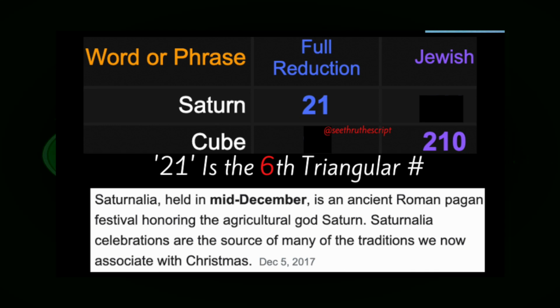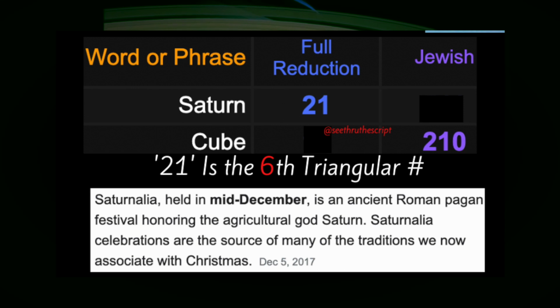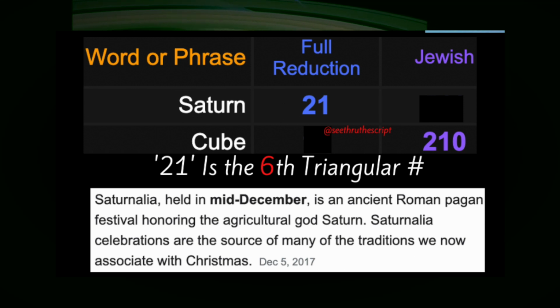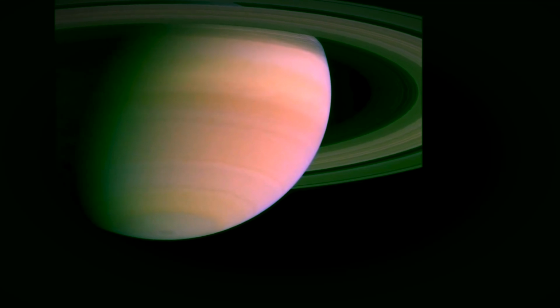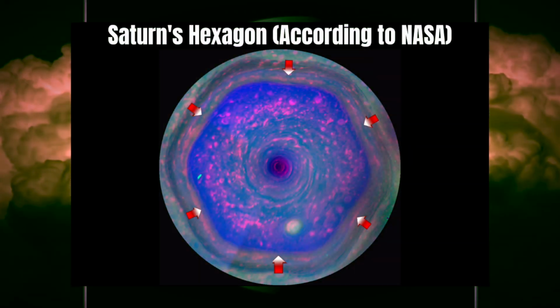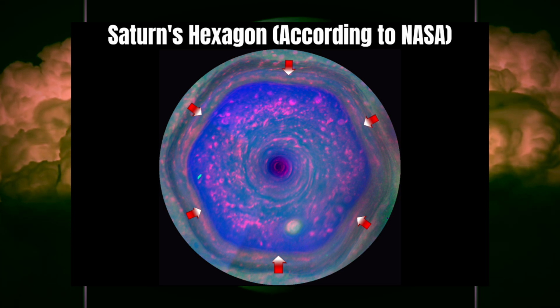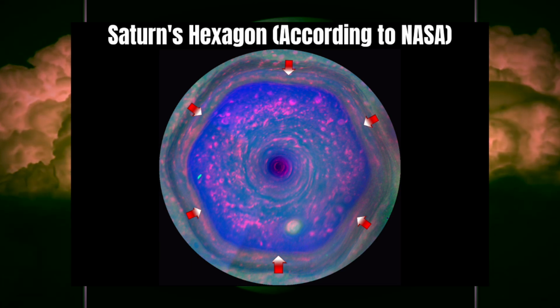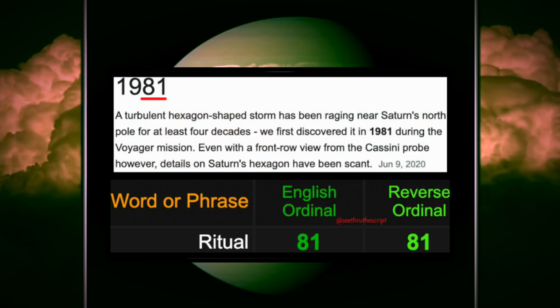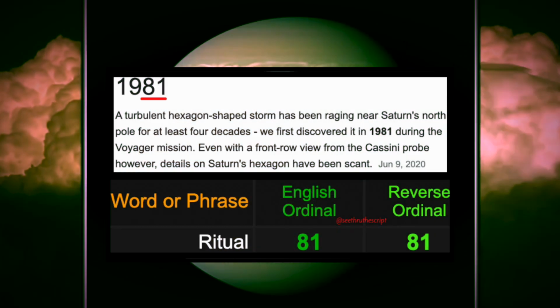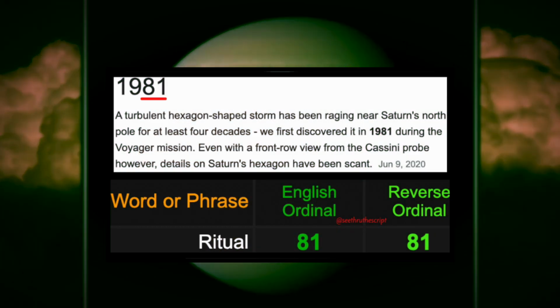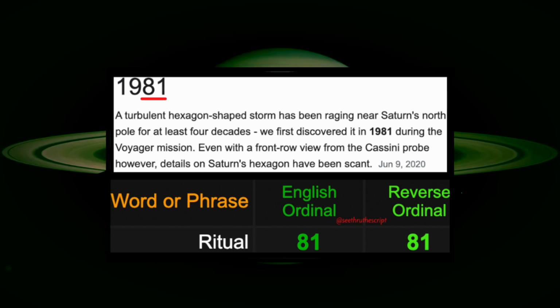Saturnalia, held in mid-December, is an ancient Roman pagan festival honoring the agricultural god of Saturn. Saturnalia celebrations are the source of many of the traditions we now associate with Christmas. Now, according to NASA, there is a discovery on Saturn known as Saturn's hexagon. And in 1981, a turbulent hexagon-shaped storm has been raging near Saturn's North Pole for at least 4 decades.